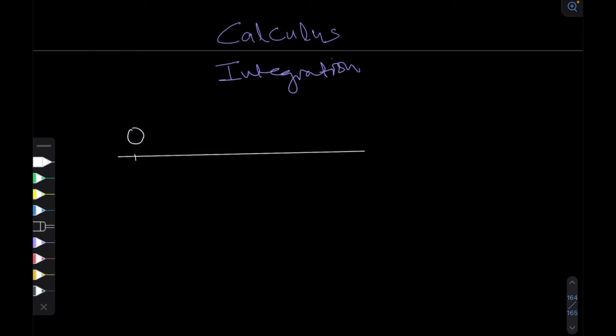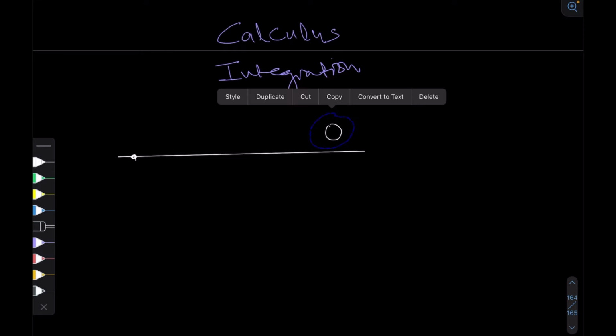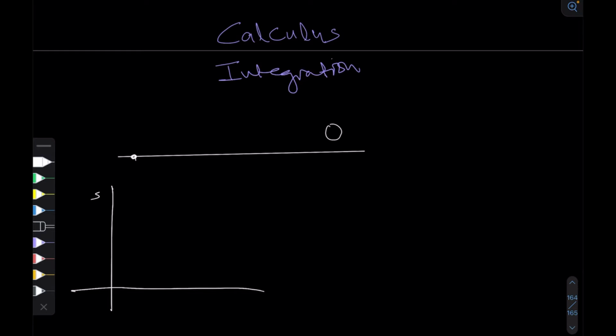So let's take a similar situation. Let's say there's some car at some point X, and that car speeds up and then slows down, right? I want to plot its displacement time graph. The problem you would find here is that the velocity at every point is changing.